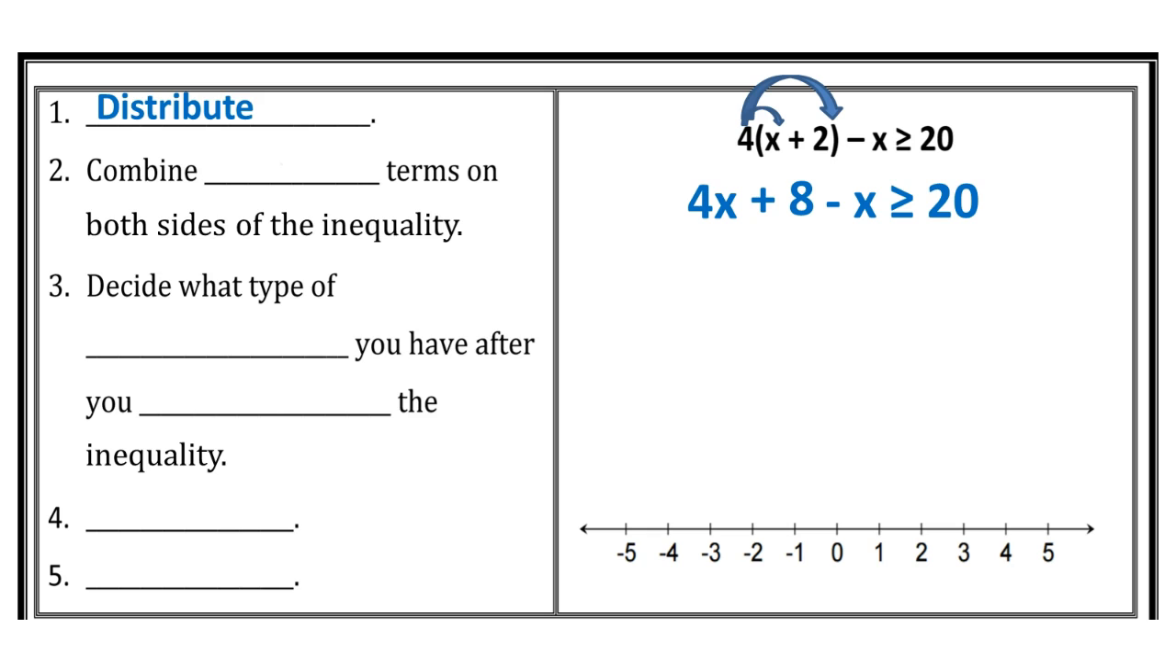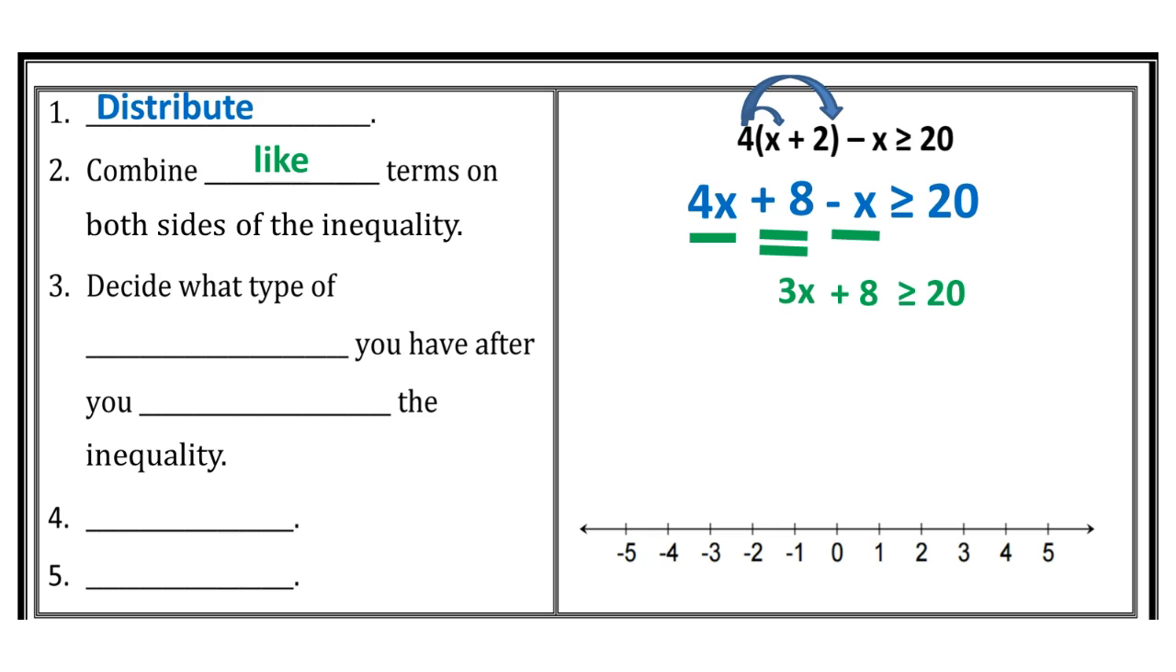Now I'm going to combine like terms on both sides of the inequality. I see 4x plus 8 minus x. 4x minus x, those go together, and 8 is its own term. It's a constant. That's going to give me 4x minus x, which is 3x, plus 8 is greater than or equal to 20, because nothing combines on the right. The right side's already simplified.